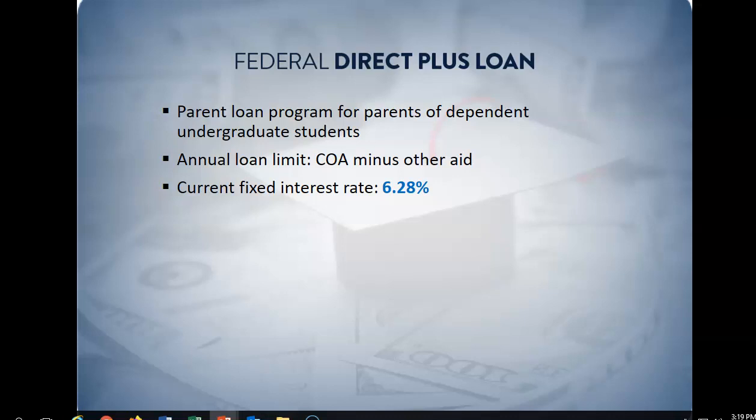The current interest rate right now, which was set this past July, is 6.28%. And it is deferrable until the student graduates, or the parents can make payments as they go. That's entirely up to the family. They can choose either option.